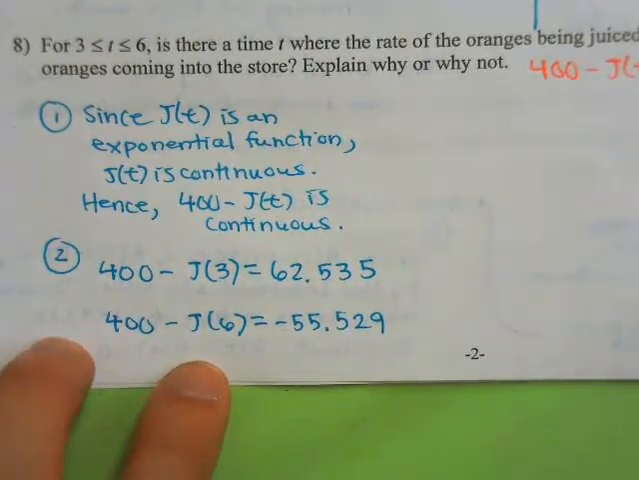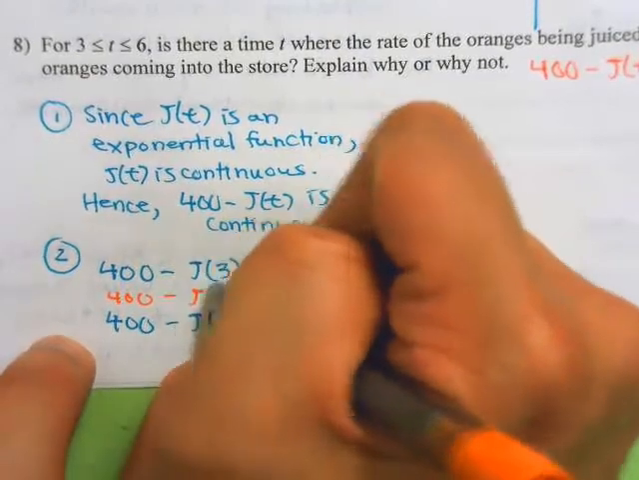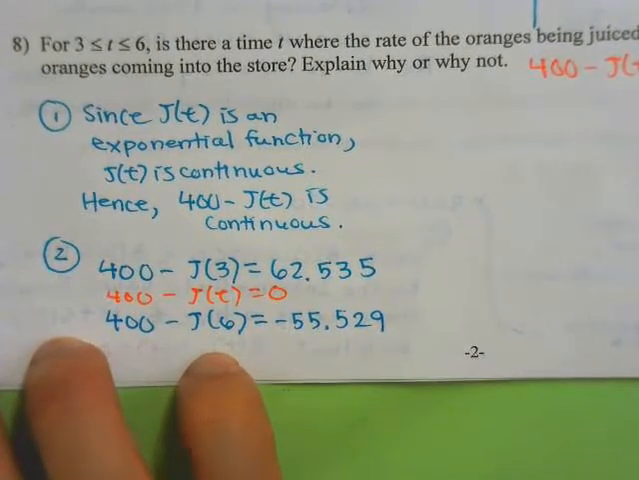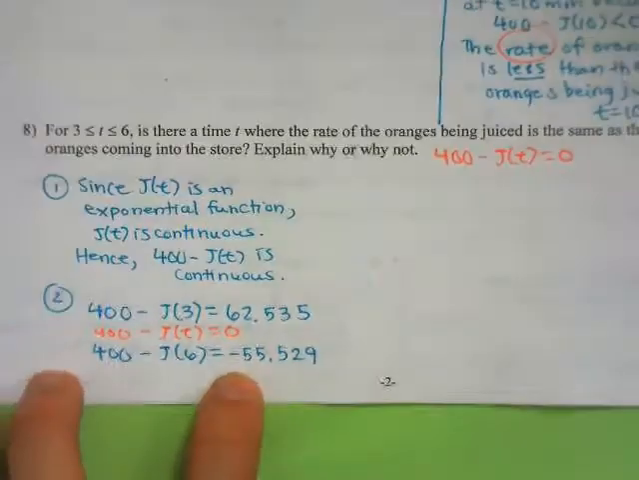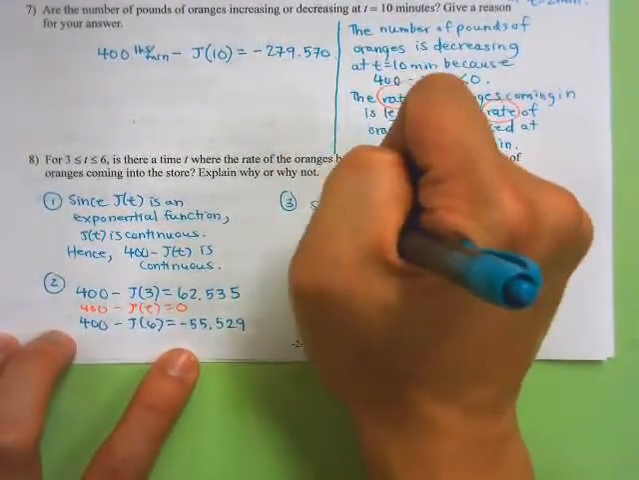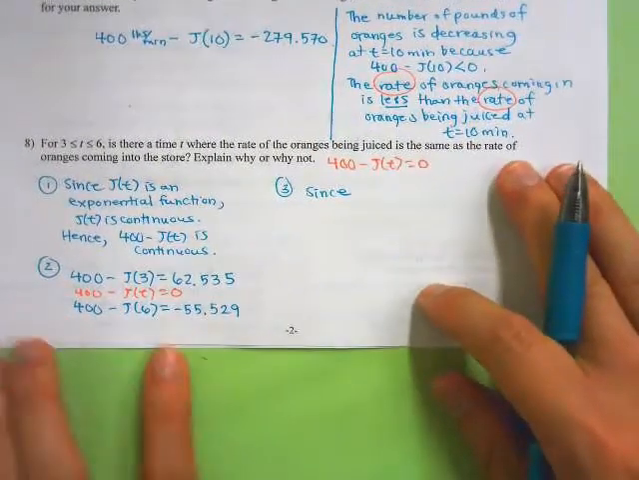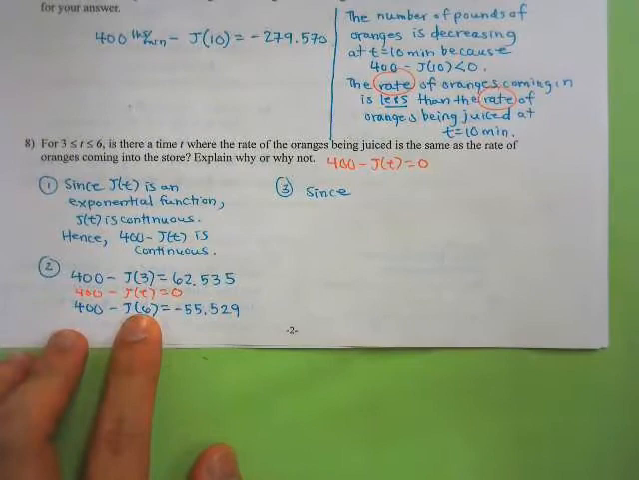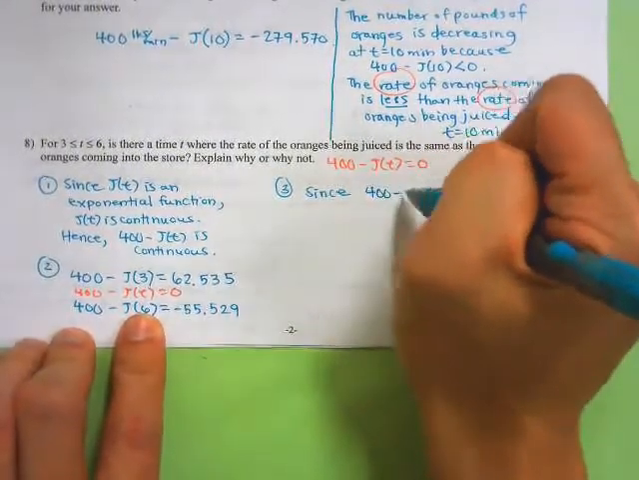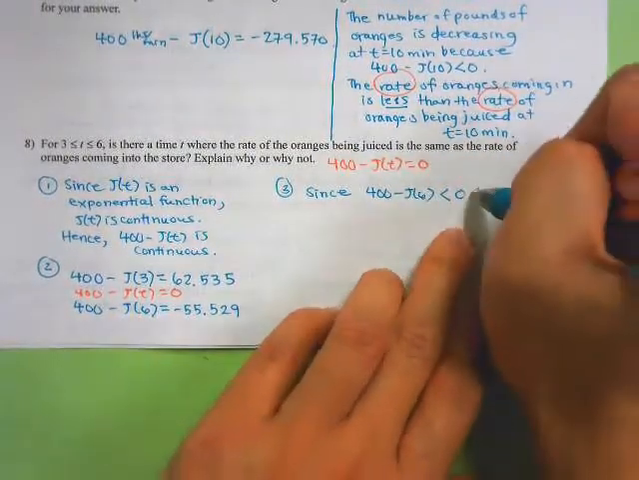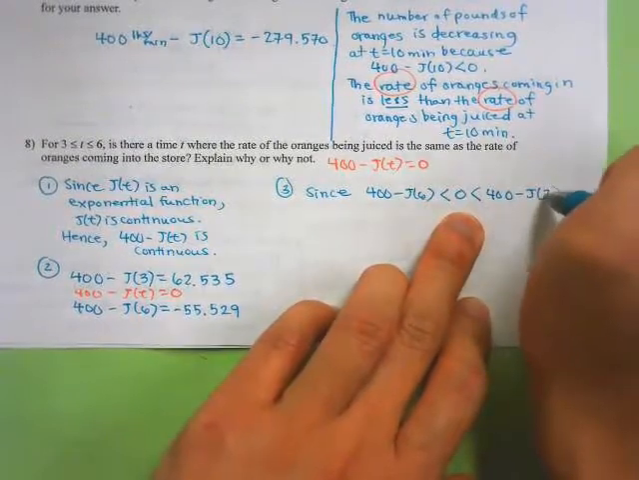You don't have to write this, but again, just one more time. So there's definitely got to be some sort of value in the middle where it's going to pass 0. Okay. We can make our conclusion. Please be careful. Which one is our lowest value? Is it the one with the J of 3 or is it the one with the J of 6? So you got to write that first. Okay? So since 400 minus J of 6 is less than 0, less than 400 minus J of 3, and that's okay.